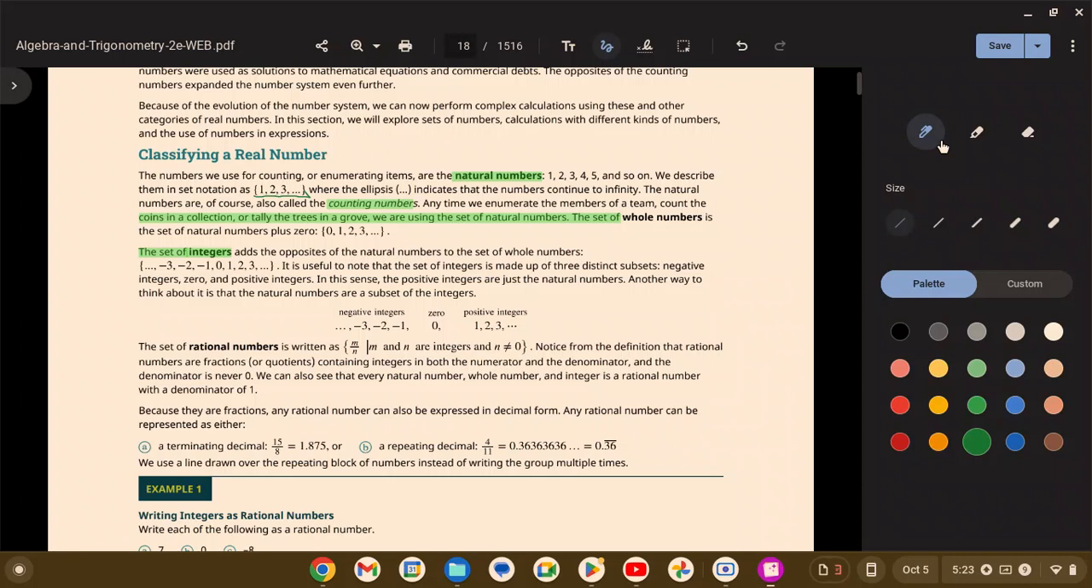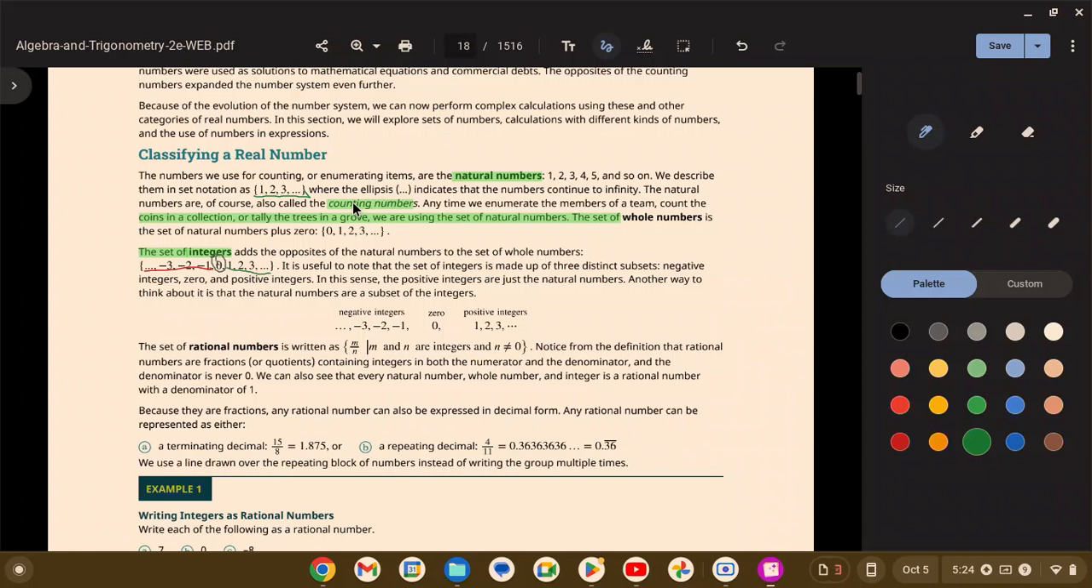It is useful to note that the set of integers is made up of 3 distinct subsets: negative integers, 0, and positive integers. Let's do gray for negative, 0, and then green for positive. In this sense, the positive integers are just the natural numbers. Another way to think about it is that the natural numbers are a subset of the integers.